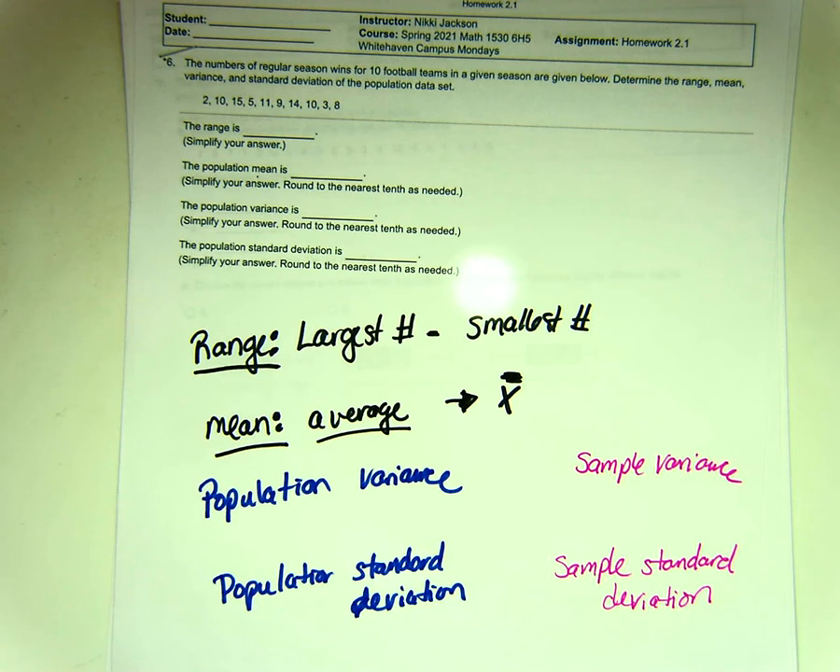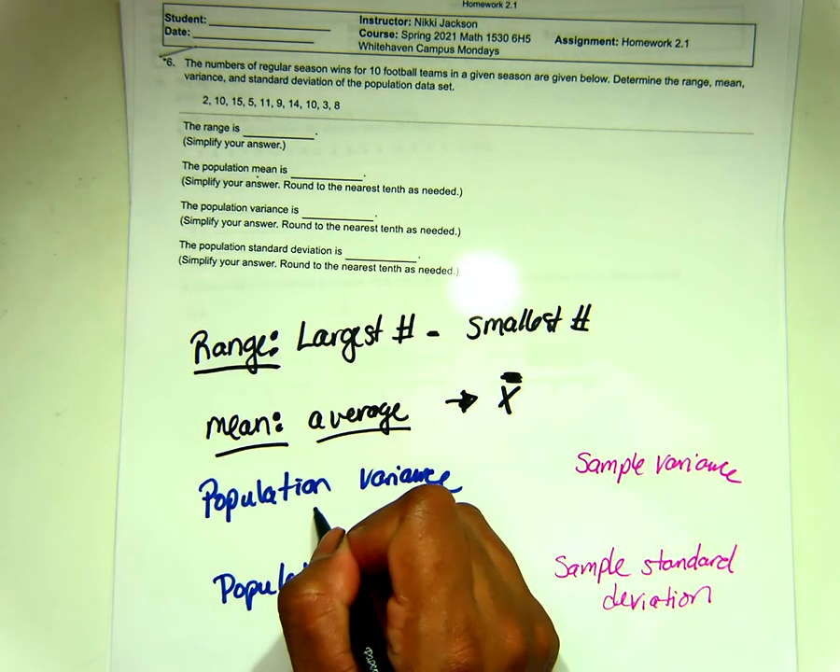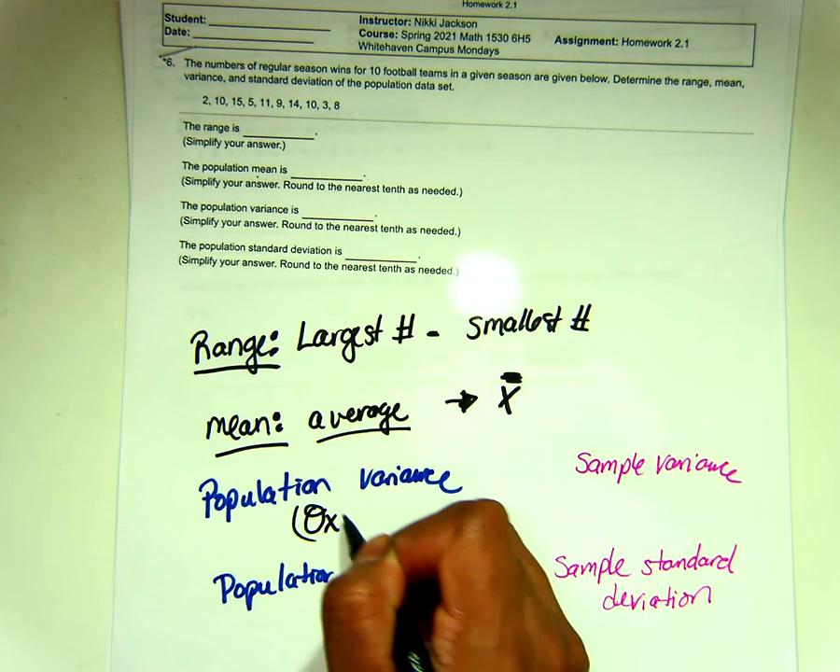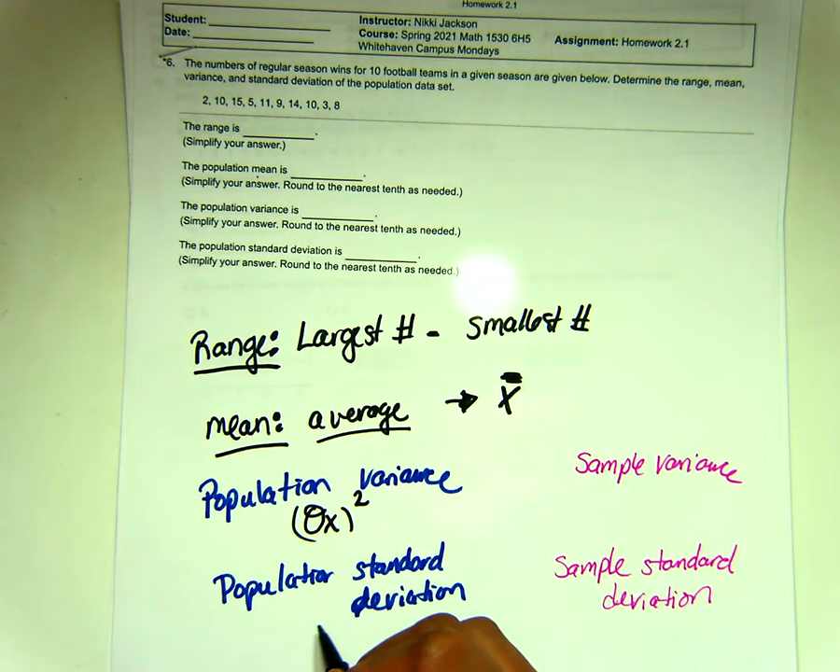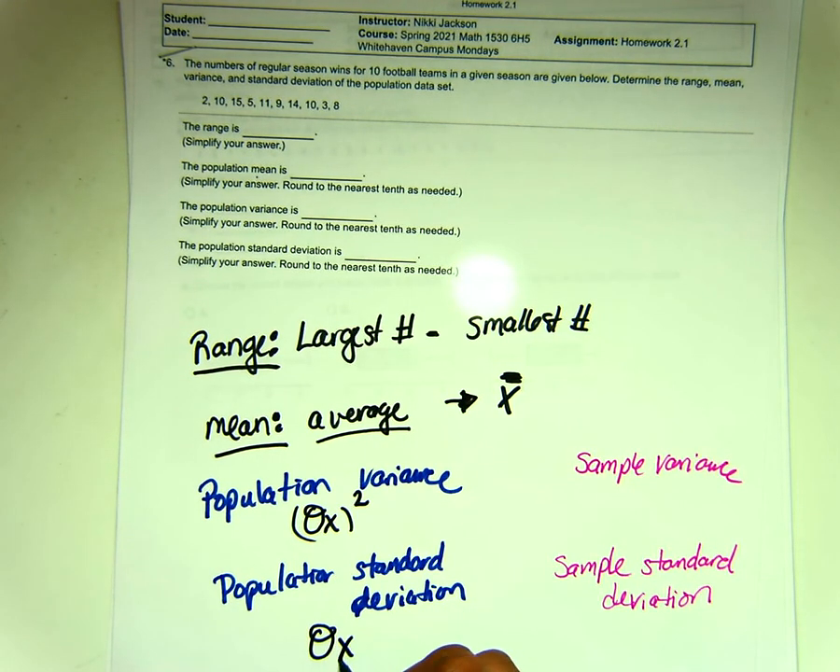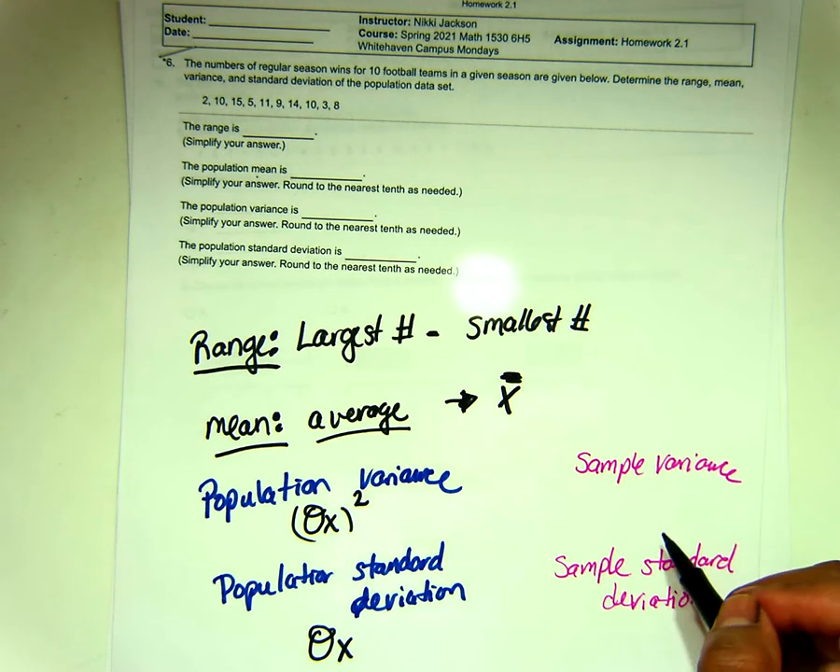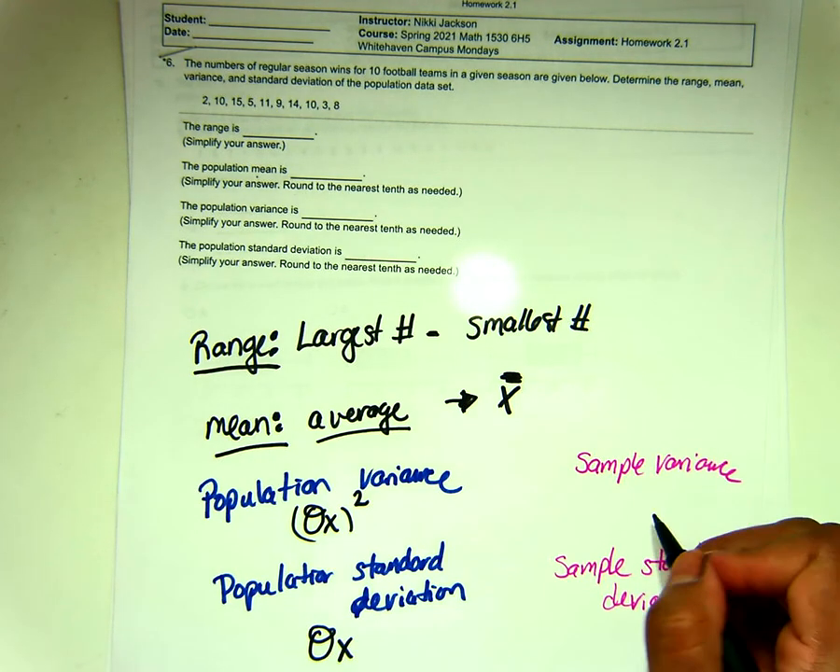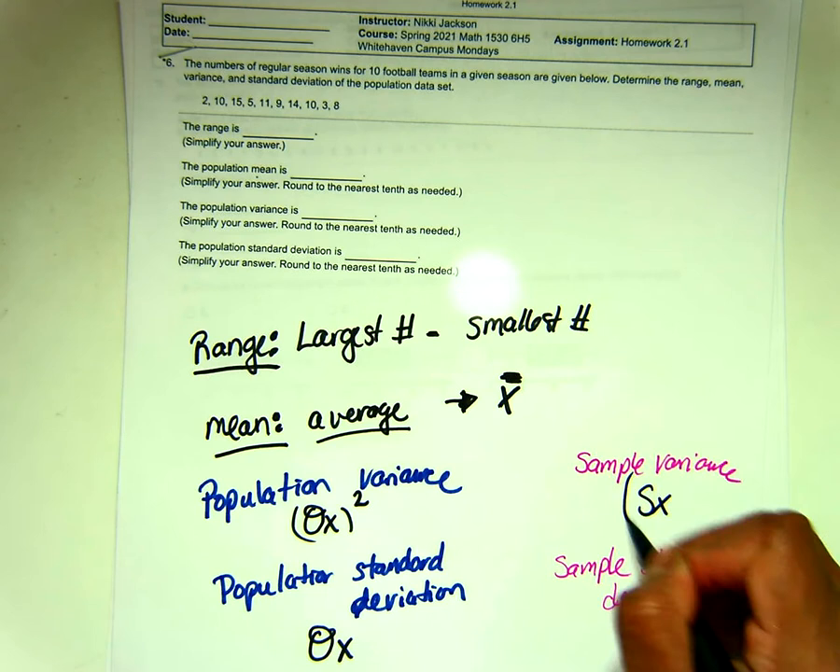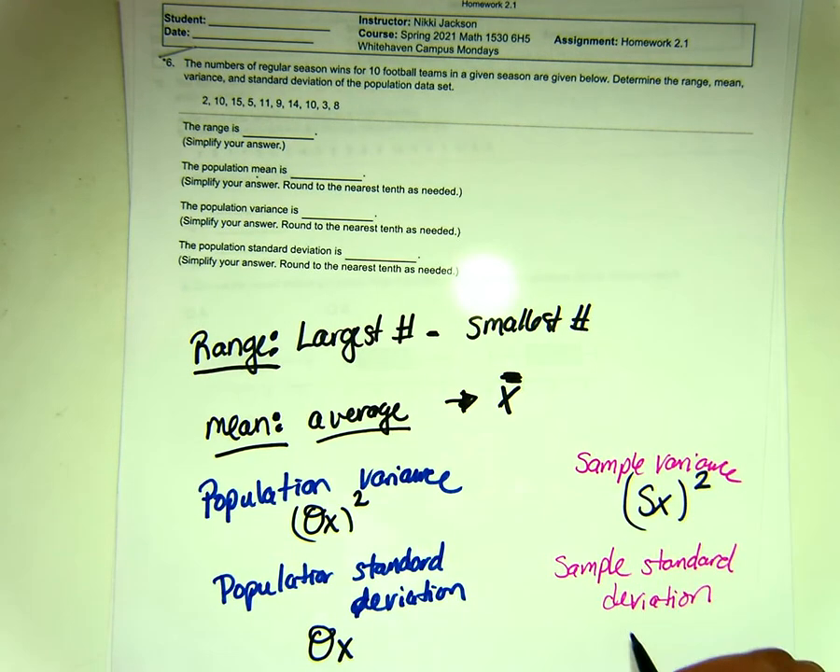So let's apply this. Oops, no, let's not. Just think about these symbols now. For population variance, you're going to be looking for σx squared when we're using a calculator. For population standard deviation, you're just looking for σx. The σ represents population. When you're looking for sample variance, you're looking for Sx squared, and then for the sample standard deviation you're looking for Sx.